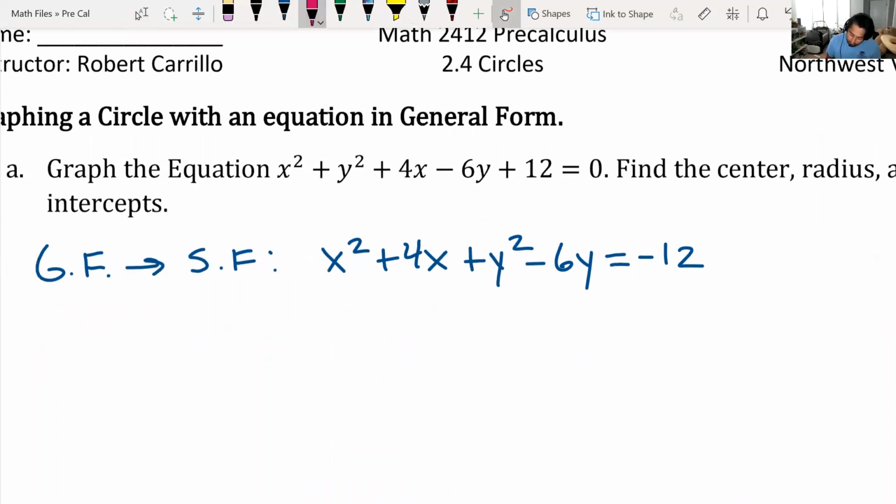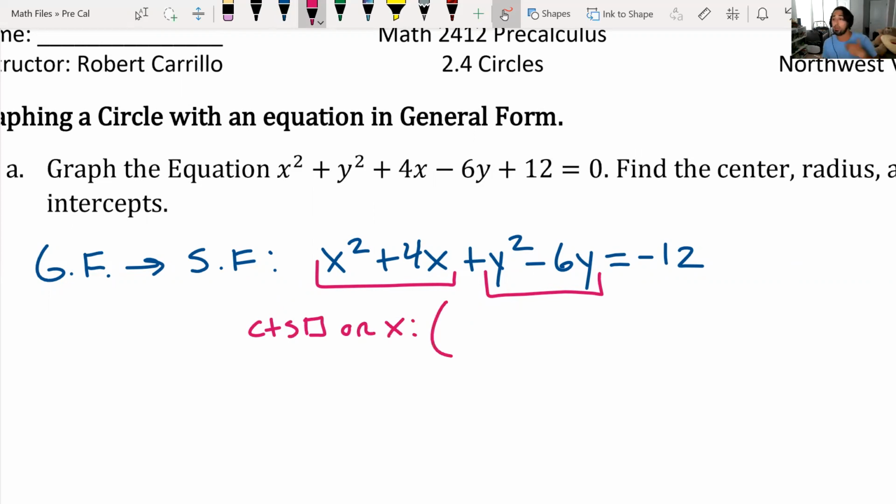Okay, excellent. And now what we're going to do here is start the complete the square process. We have to complete the square on the x terms and on the y terms. Remember, to complete the square, the first step you need is that the leading coefficients have to be 1. This x squared has a leading coefficient of 1. That y squared has a leading coefficient of 1. So we are good to go, which means we can complete the square on both of them. Down below, I'll just say CTS for x, which means you take half of the middle term's coefficient, so 4 over 2, and you square it. We'll get 2 squared, which will give me 4.